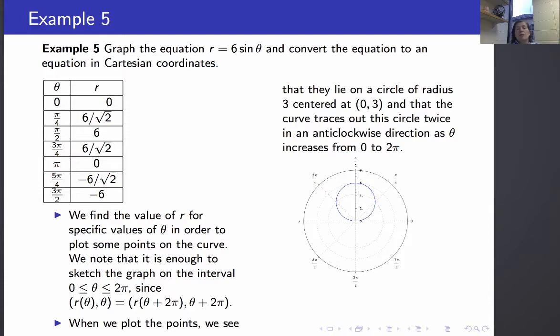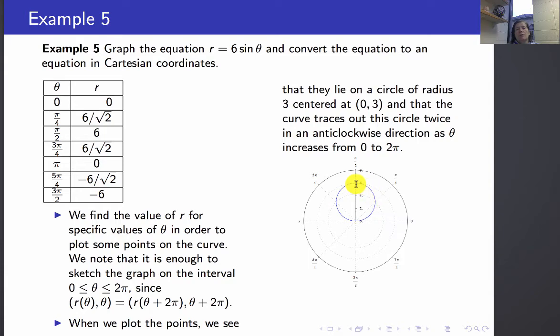And if theta is pi over 2, the value of r is 6, etc. So I get a sequence of points, and when theta is 0, the point on the curve is r equals 0, theta equals 0, so it's really just the origin of this plane. If theta is pi over 4, then the corresponding point on the graph lies on the line theta equals pi over 4 and is distance 6 over the square root of 2 from the origin.